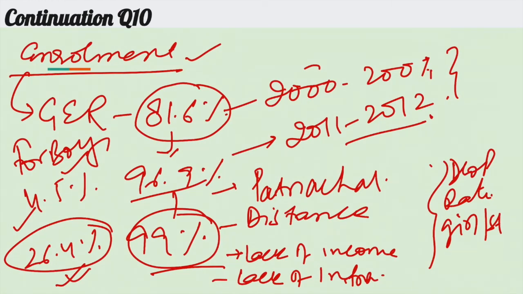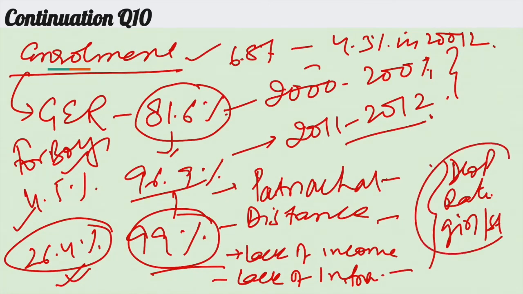After that, you will have to talk about the drop rate. Drop rate is not an issue till the primary level of education, but when the student moves from primary to secondary, we see an increase in the drop rate. However, the overall drop rate has also reduced from 6.8% to 4.3% in 2012.